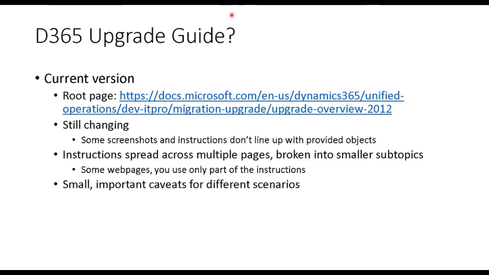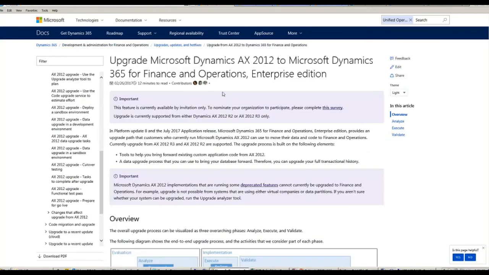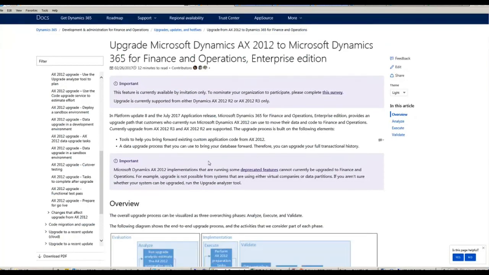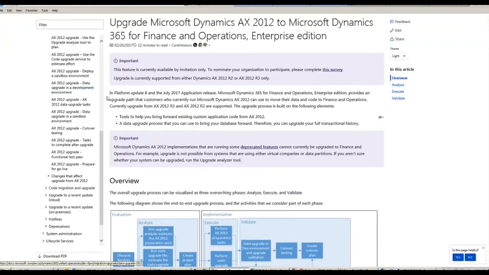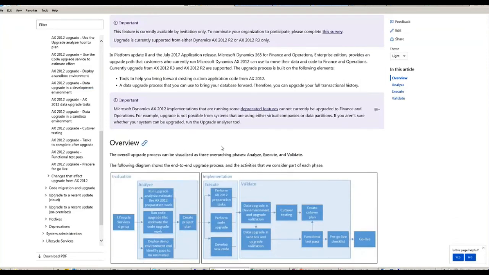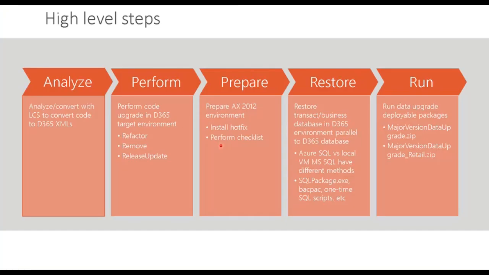To get the latest information, I would refer everyone to this upgrade overview in 2012. Just to show you where that is, this is the upgrade overview from Microsoft. Again, it's constantly changing. Have a look at this one here. This is where we get all of the high-level steps: upgrading the code, upgrading the data, deprecated features, and what the conditions are if you're running retail, if you're not running retail. There are different paths depending on your individual situation, so there are some differences.